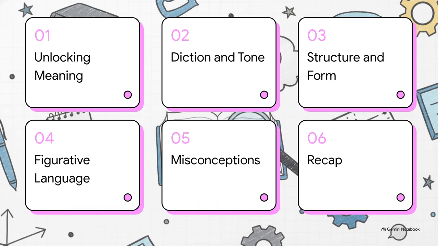Our visual roadmap shows exactly what we're packing into our kit today. Unlocking meaning in texts, analyzing diction and tone, examining structure, form, and lines, decoding metaphors, similes, and personification, clearing up a major misconception with a formative check, and finally, a quick recap of our key concepts.